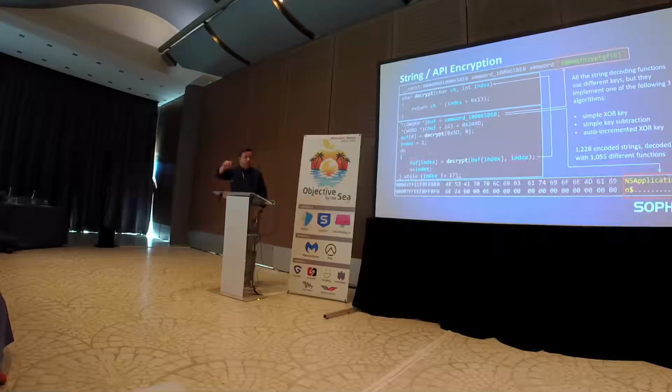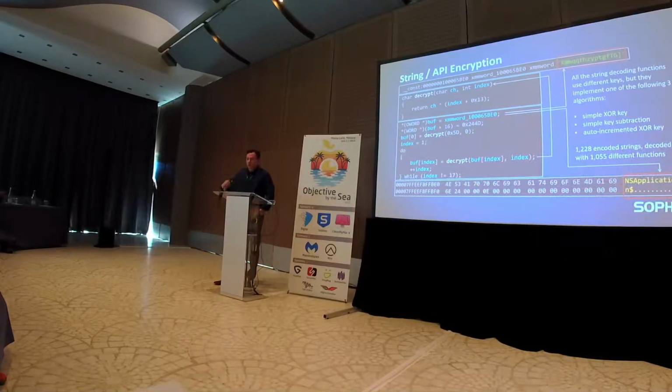After that, it puts the decrypted byte into the first byte of the buffer, then it runs the loop where it decrypts all the remaining characters. So the encrypted string becomes NS application main. By reading this code in assembly, you can basically build a script to decrypt all the encrypted strings in the binary.